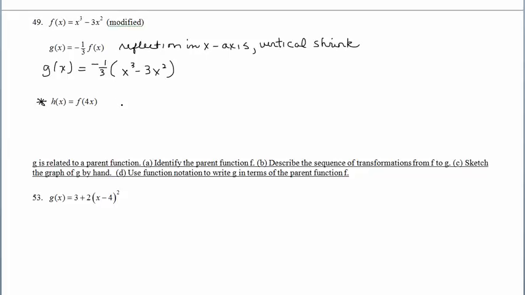All right, let's look at h of x. Let's list the transformations first and then get it calculator ready. Okay, so we have a 4 multiplier inside with the x, so we know that's going to be a horizontal change.